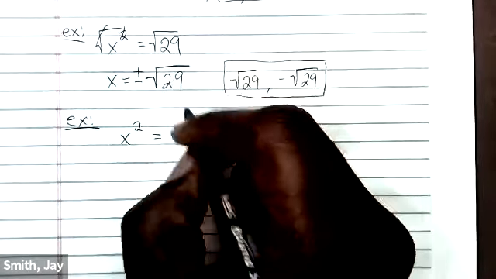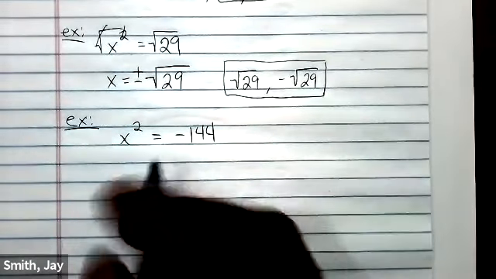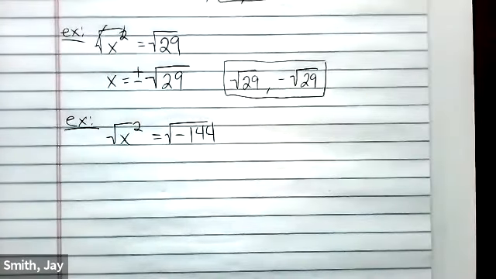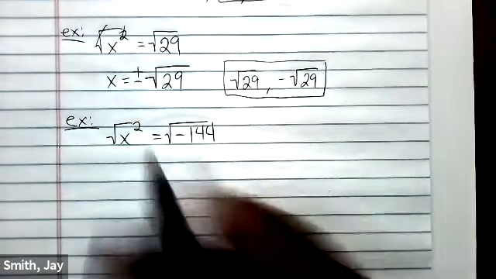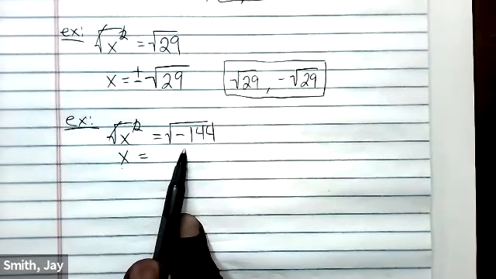Another simple quadratic that we can solve would be one with a negative radicand. A good example of this would be x squared is equal to negative 144. Just like in previous examples, to get rid of that squared term, we must take the square root. That leaves me with just x on the left-hand side, which is exactly what we want. The square root of negative 144. Remember, there is no real solution for the square root of a negative number, but we do have complex solutions.